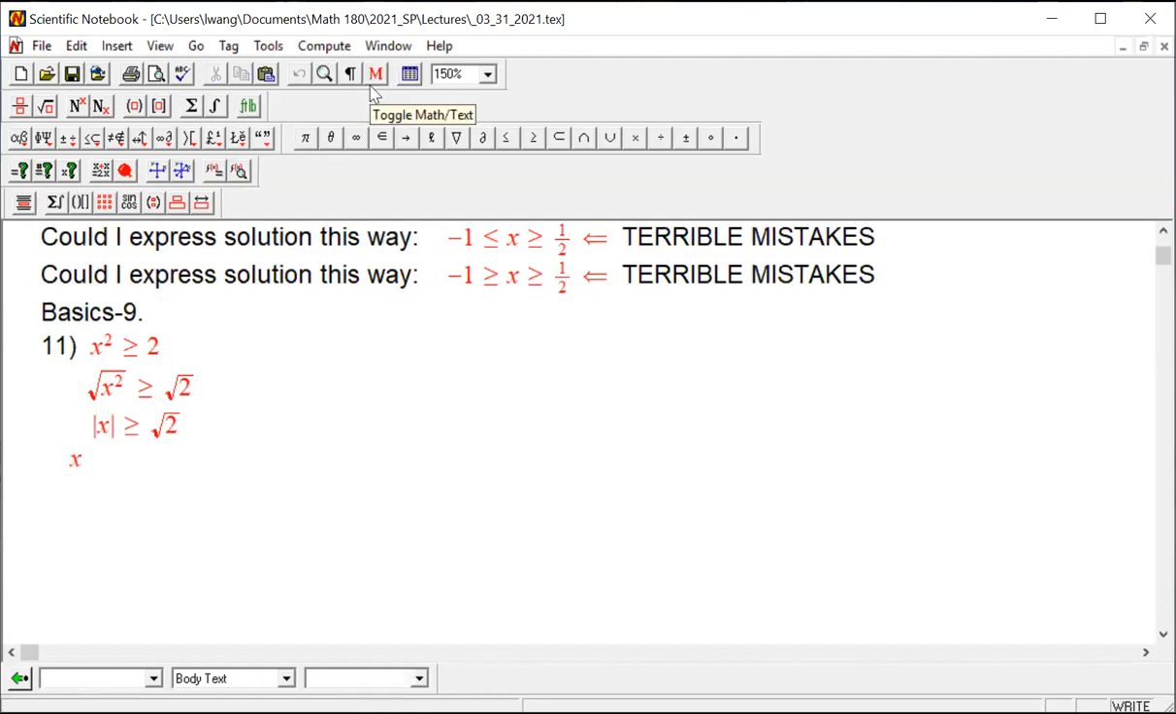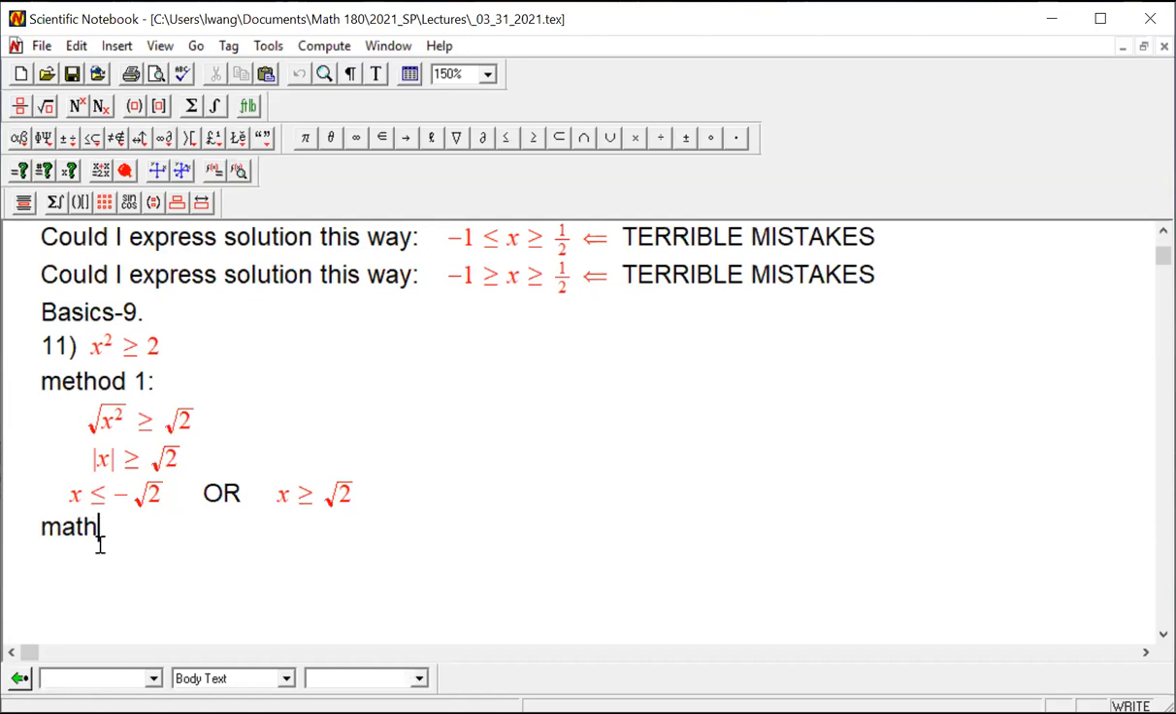The solution will be x less than or equal to negative root 2, or x is larger than or equal to, that's a positive, sorry, root 2. Do you follow me? This is one way to do it. Are there other ways? Of course. I call this method 1. Let's look at method 2.